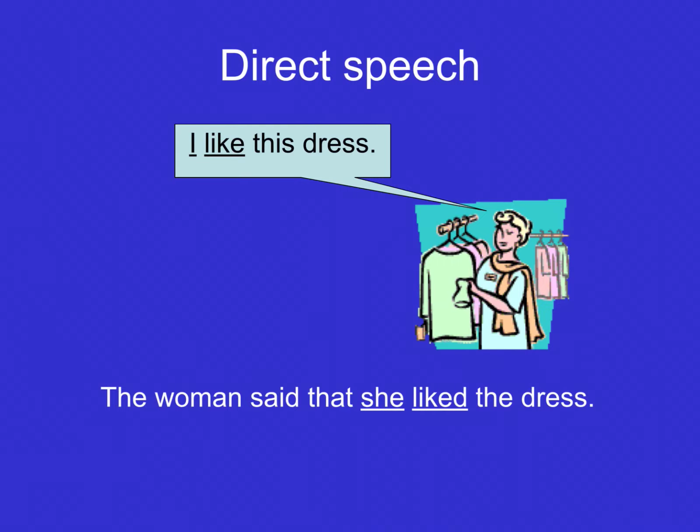When people gossip, they say, he said that, okay. The woman said that she liked the dress. Now we can see said that, and she for the word I. So the pronoun I changed to she. The verb like changed into the past tense, liked, and everything else stays the same.